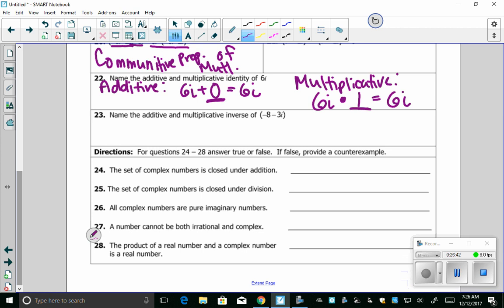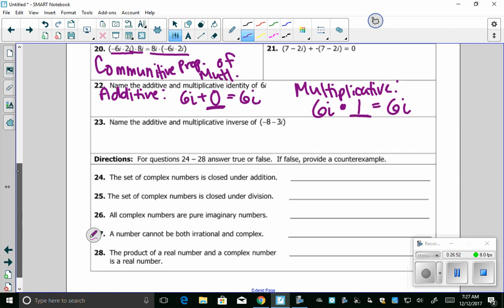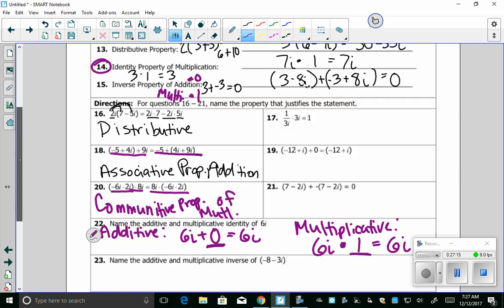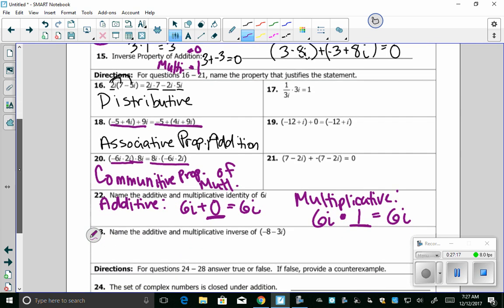Number 23 says name the additive and multiplicative inverse of negative 8 minus 3i. So if I look back at the top, the inverse property says what do I want to multiply or add by to get to 0. But that's the thing. With addition, it's to get to 0. With multiplication, it's to actually get to 1. So depending on which one you're doing, it's either 0 or 1.